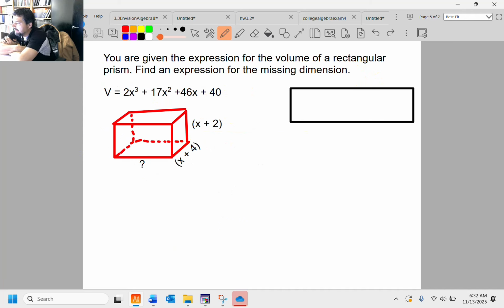All right, we are given an expression for the volume of a rectangular prism. Find an expression for the missing dimension. I'm going to pause real quick.